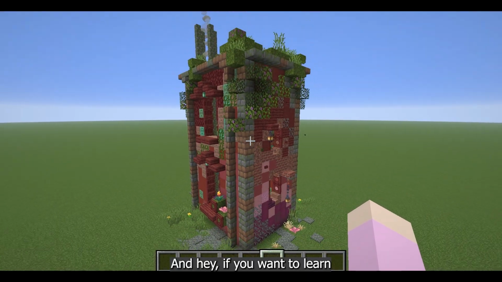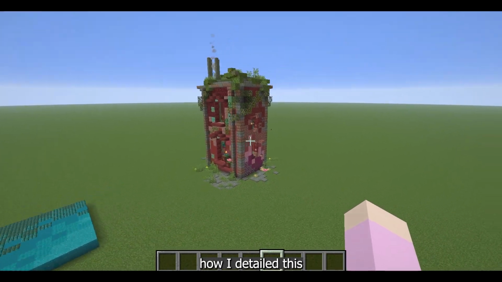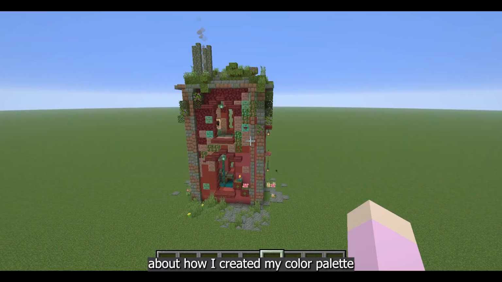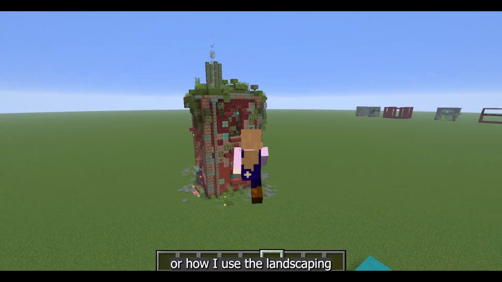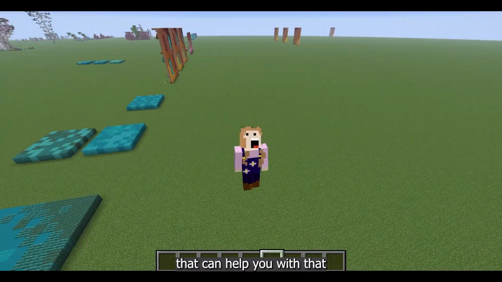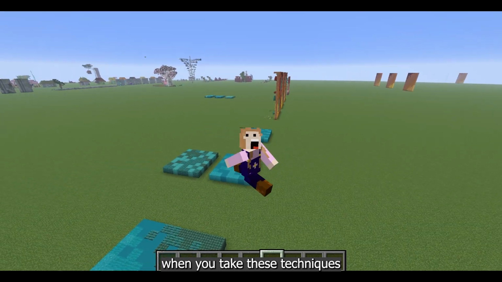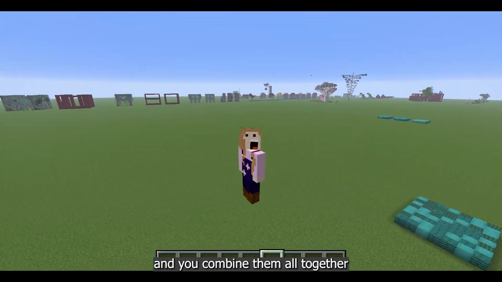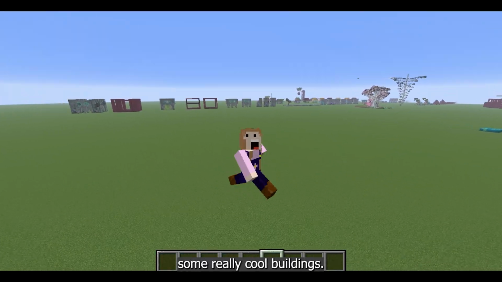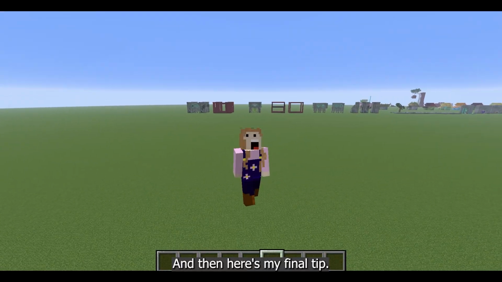And hey, if you want to learn more about how I detailed this, about how I created my color palette, or how I use the landscaping, there are previous how to build videos that can help you with that. And it is when you take these techniques and you combine them all together that you can make some really cool buildings. And then here's my final tip.